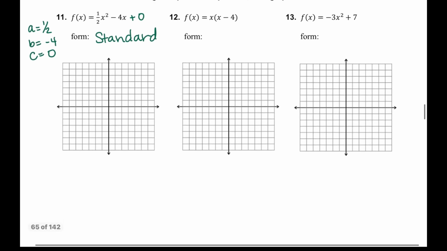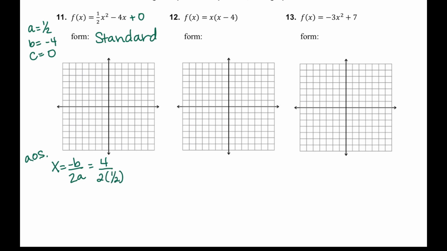So then we're going to go ahead and use the equation x equals -b divided by 2a. And this will give us our axis of symmetry. So our b is a -4. So we have a -4, which is going to make a +4, divided by 2 times our a, which is 1/2. This equals 4 divided by 2, half of 2 is 1, which equals 4. So we're going to have an axis of symmetry at 4.